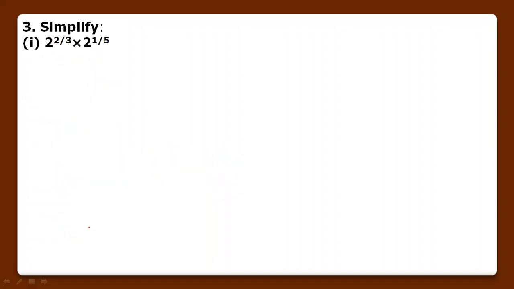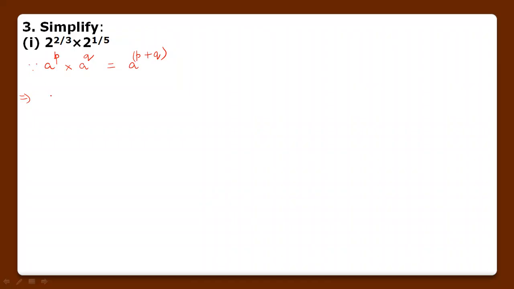Next question is, we have to simplify this expression: 2 raised to the power 2 upon 3 into 2 raised to the power 1 upon 5. Laws of exponent, we have studied certain laws. We'll apply them here. Which law is applicable here? a raised to the power p multiplied by a raised to the power q. When there is a multiplication, the bases are the same and the powers are different, we'll apply this as our formula.